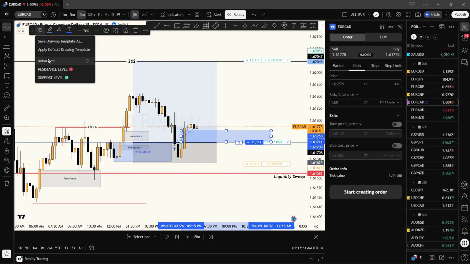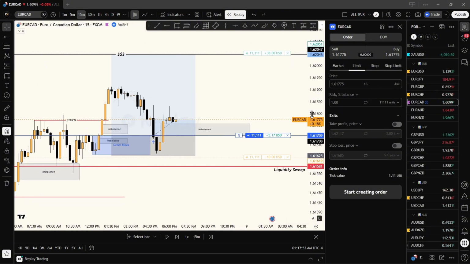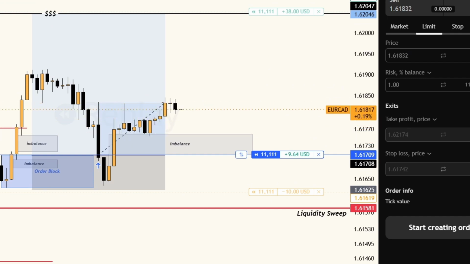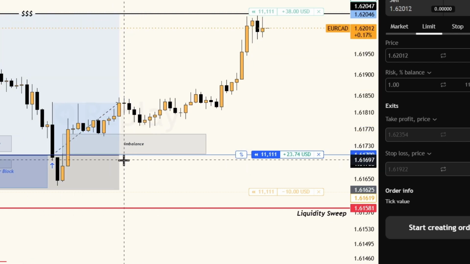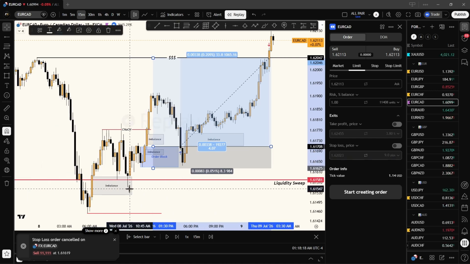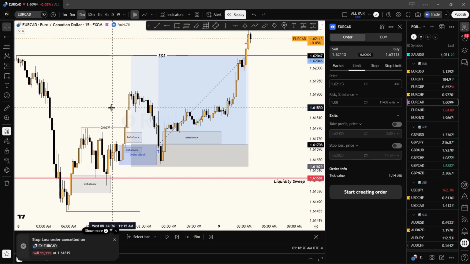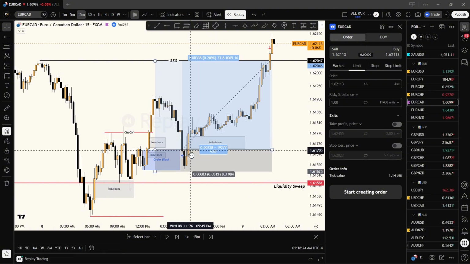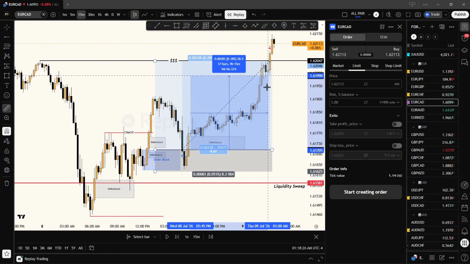Price has created another fair value gap here. This new imbalance was formed during the bullish move. So after waiting for a while, price finally came up and hit my profit target zone. So the trade worked out, just needed a bit of patience. My stop loss was missed by just a small margin.